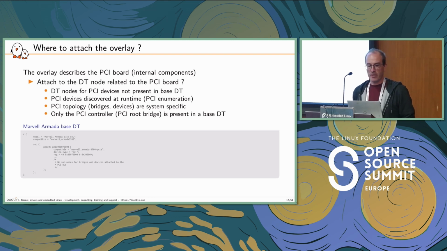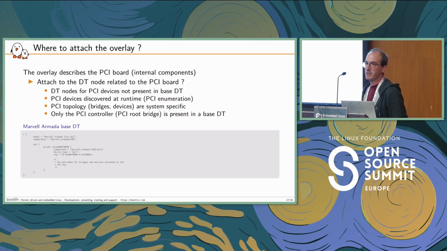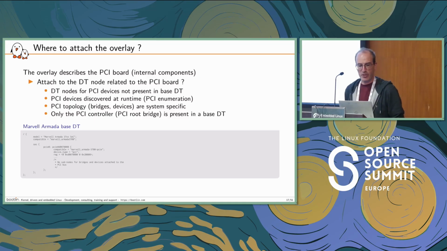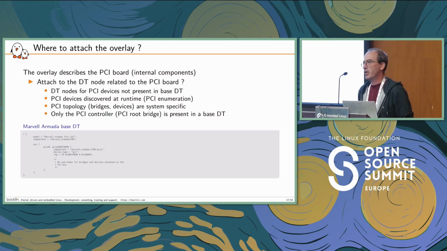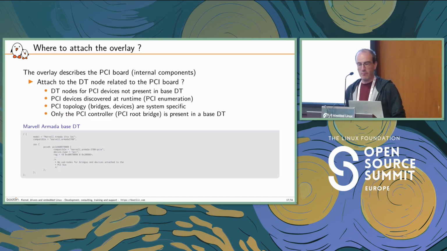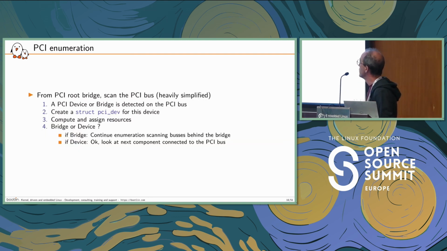Where are we going to attach the overlay? In fact, PCI devices are discovered during runtime. There is an enumeration, and it is really dependent on the topology. I mean, on board, or furthermore, you can add a PCI board on a slot with a bridge inside, and it can give other slots. So it is really dependent on the system. And in the base device tree, in fact, we have only the PCI root bridge.